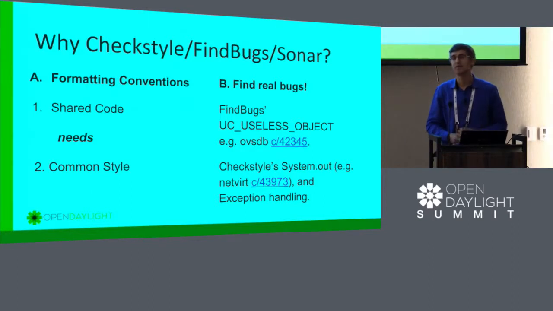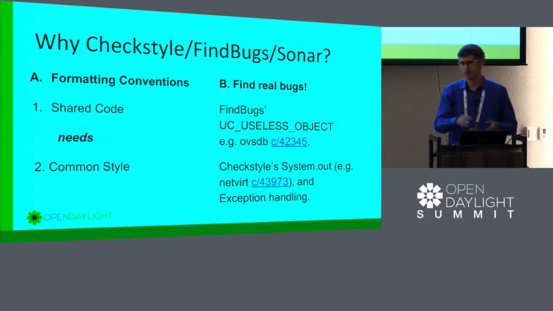But when I run FindBugs manually on OpenDaylight code, you do see real bugs. So this change here, this Gerrit referred here, is in OVSDB, a bug that was found thanks to the FindBugs UC useless object check. It's one of 200 or so checks that FindBugs does. This stuff works. This is based on experience of many, many projects that have used this and have refined these rules. This adds real quality to code.